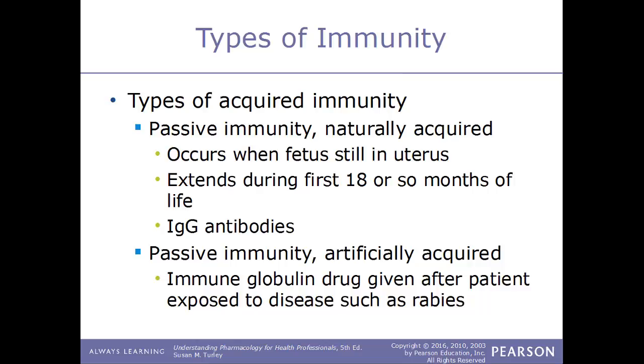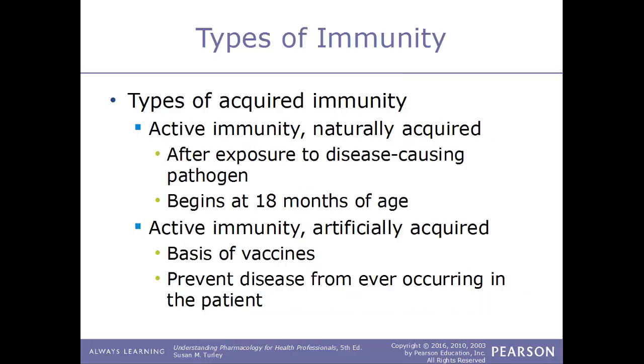The other type of acquired immunity is artificially acquired passive immunity. This is where you have an immune globulin drug given directly to a patient that's been exposed to a disease. The other type of acquired immunity is naturally acquired active immunity. This is after a normal exposure to a disease-causing pathogen, and this will begin whenever you're 18 months old and then beyond. So someone sits next to you and coughs, and they're sick, and they expose you to the flu that they have, you are naturally being exposed to a disease.